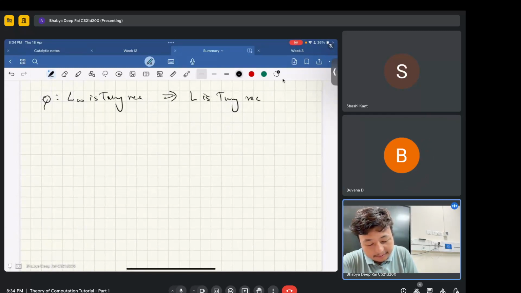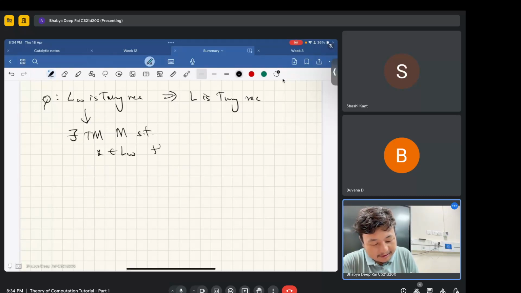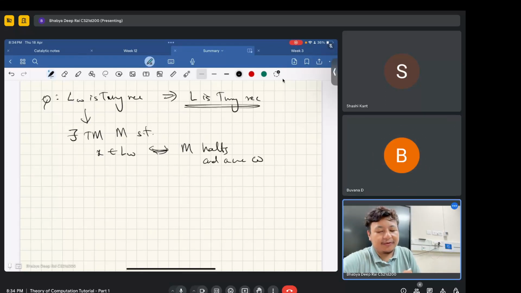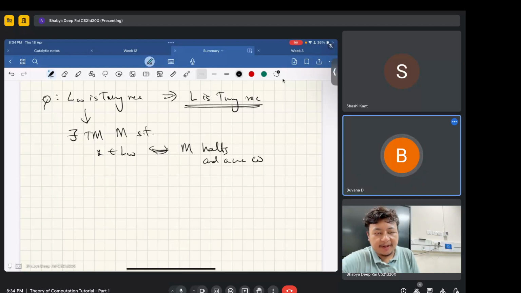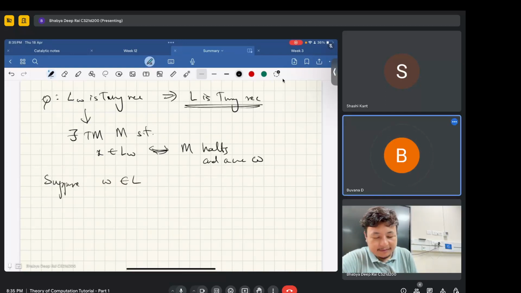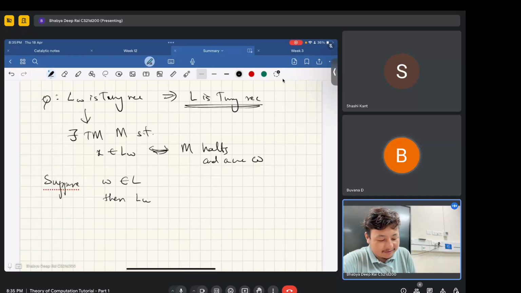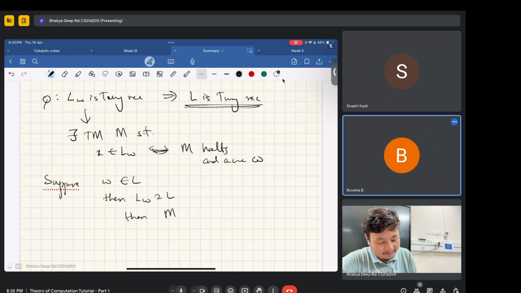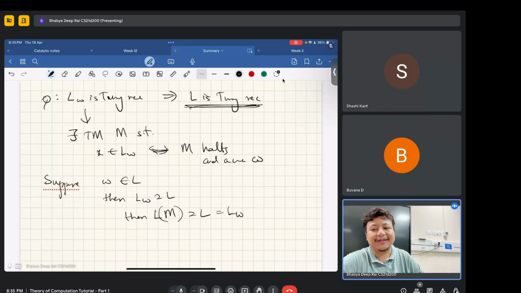So what does this mean? There exists a Turing machine M such that X is in LW if and only if M halts and accepts X. Now I need to find the Turing machine for L. So I'll have two particular cases. Suppose W is in L, then we already know that LW is equal to L, right? Then the language of M is equal to L, which is equal to LW. So L is Turing recognizable because it's the same language, because W already belongs.